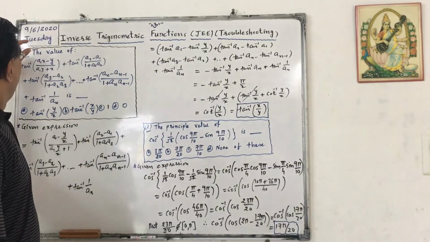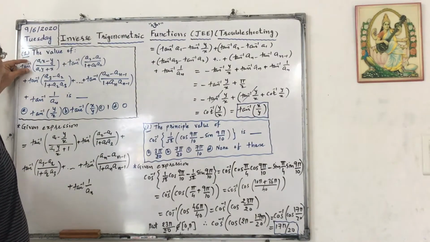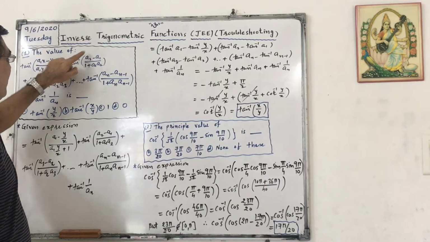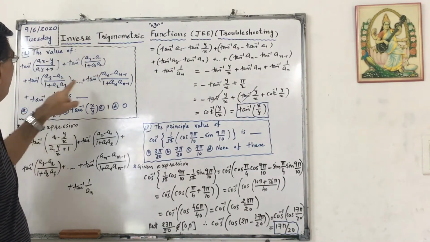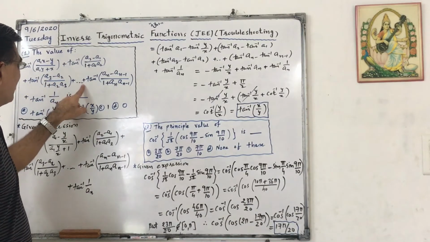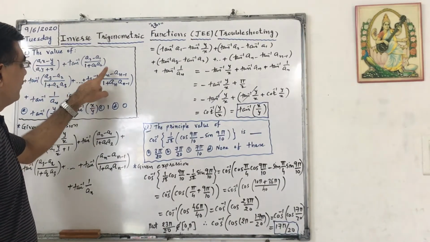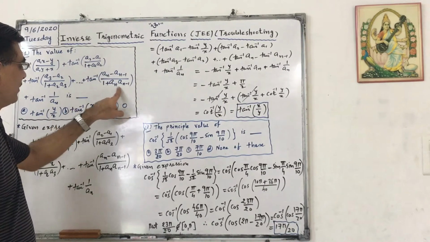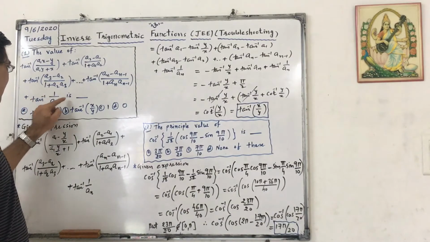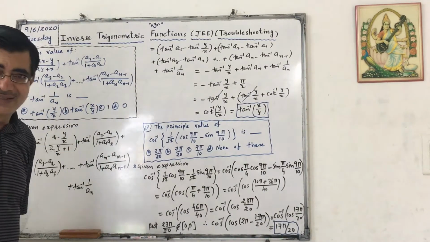Okay, the value of tan inverse of (a1x minus y) upon (a1y plus x) plus tan inverse of (a2 minus a1) upon (1 plus a1 a2) plus tan inverse of (a3 minus a2) upon (1 plus a2 a3) plus dash dash dash plus tan inverse of (an minus a of n minus 1) upon (1 plus an into a of n minus 1) plus tan inverse of 1 upon an is, they have given the choices.